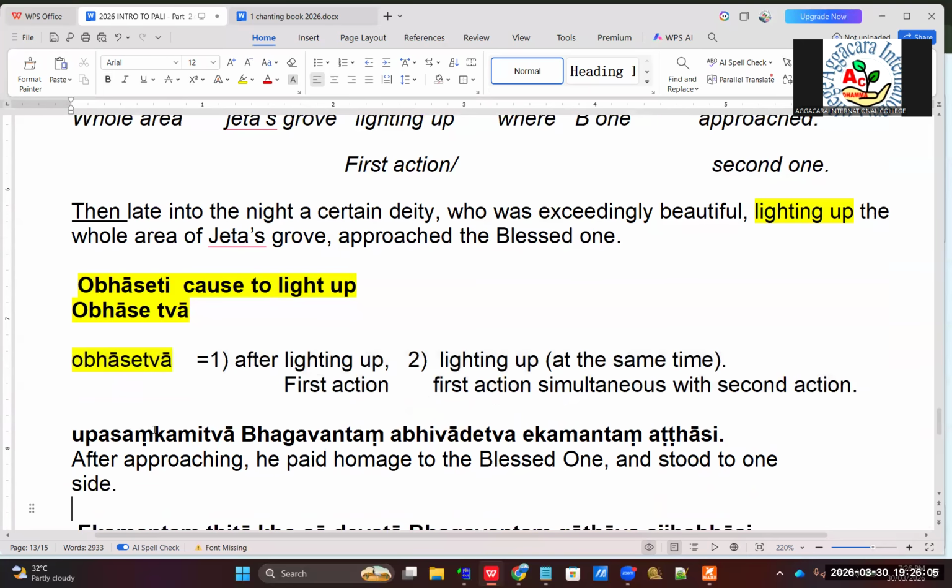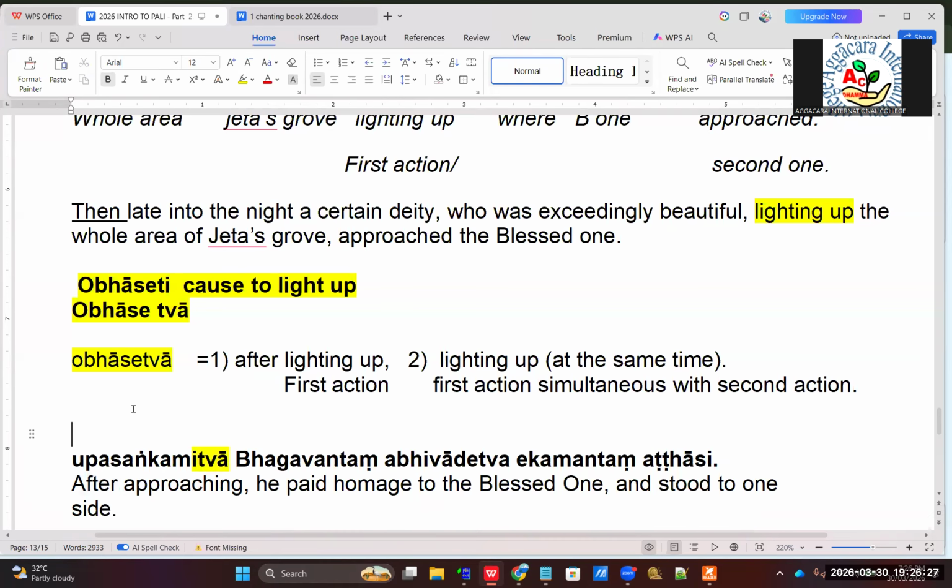Okay. I think we better change it to top better. Okay. So Upasankami, please change it to end with the top. So now you can see another gerund here, itwa here. Okay. This is a real one. So here we translate as after approaching. Okay. It's correct. So it's from the word Upasankamati. He approached.